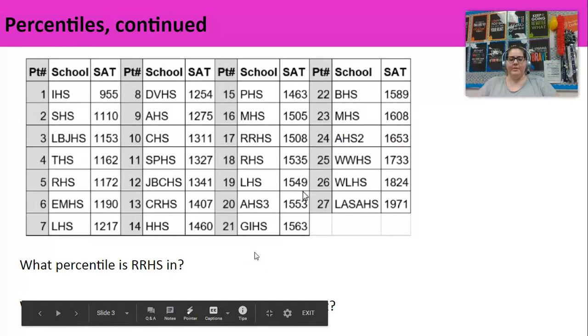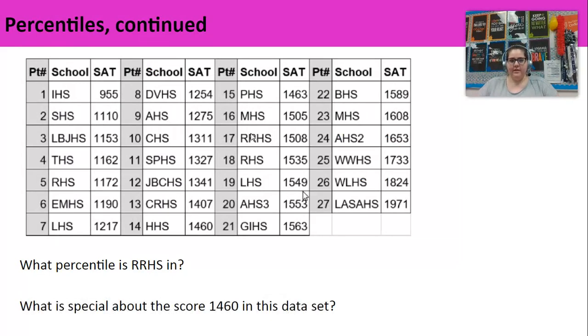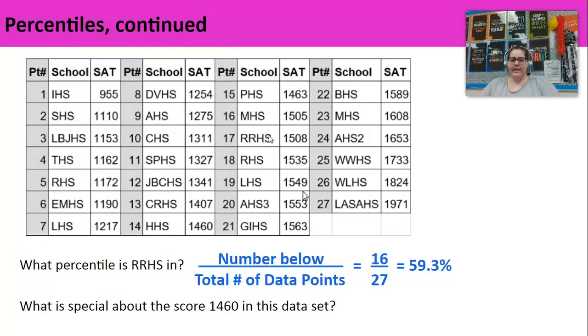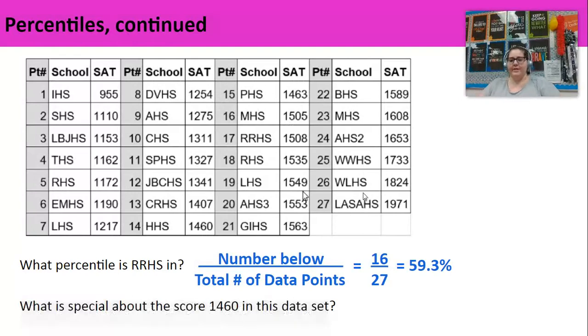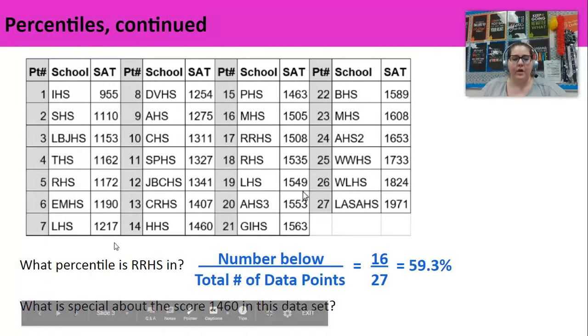So let's figure out what percentile Round Rock High School is in. So Round Rock High School is at number 17. There are 16 values below that. So 16 out of the total number of values, which is 27, gives us 59.3%. So Round Rock High School is in the 59th or 59.3rd percentile. So about 59% of schools did worse than Round Rock High School.